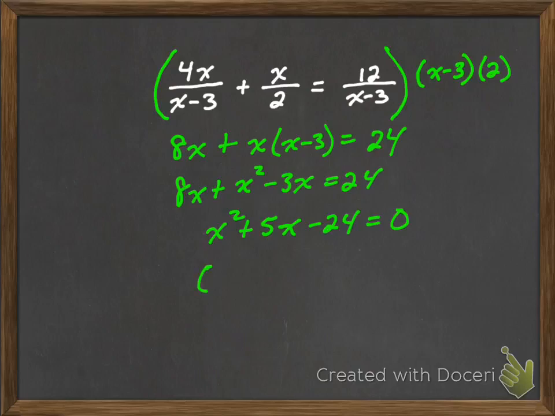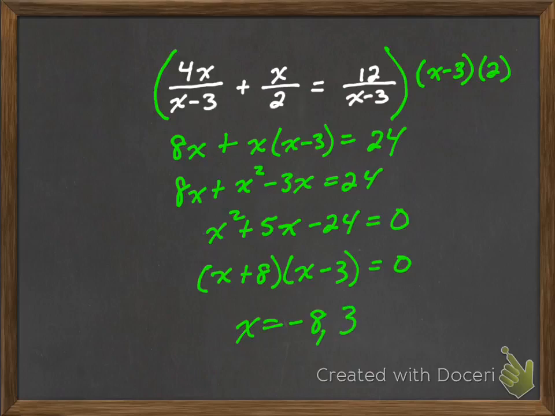This does factor down to x plus 8 times x minus 3, which means x is equal to negative 8 or positive 3. However, if you look at your original problem, 3 is the excluded value because 3 would cause your denominator to be 0. That means this is not a valid solution, only x equals negative 8 is a valid solution.